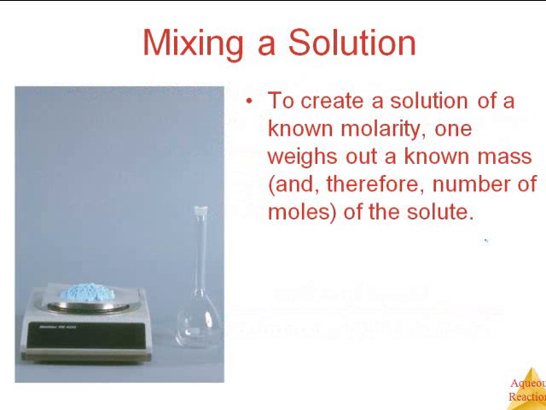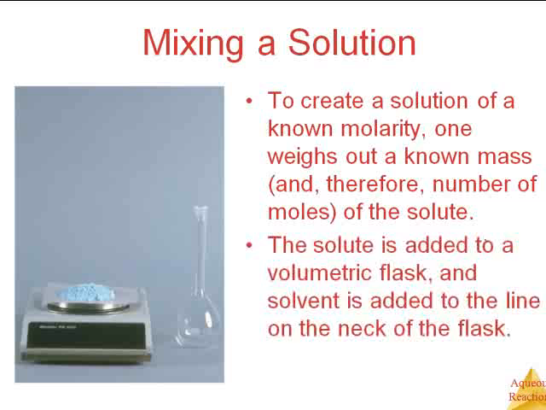Mixing a solution. We know, hopefully, from our first lab that the equipment we would want to use if we do want to have a fairly precise or accurate solution, we're going to use an electronic balance. Probably the more decimal points the better, and we're going to use a volumetric flask. Weigh out or mass out a known amount of the solute, add the solute to the volumetric flask, and then the solvent is added to the line that is on the neck of the flask.